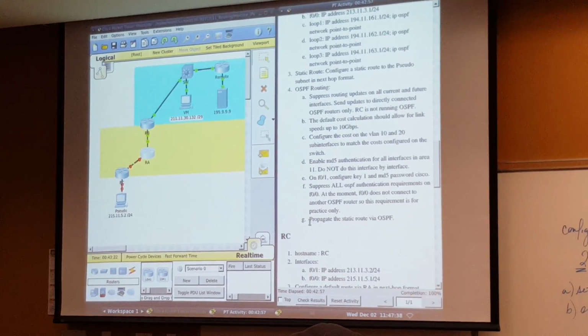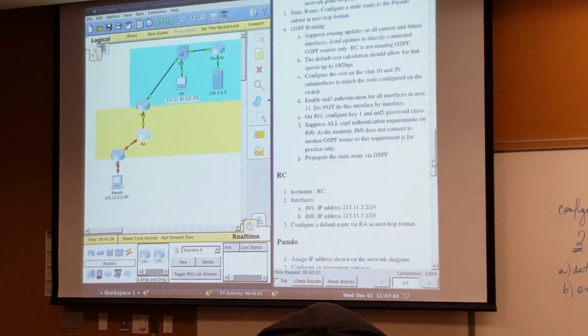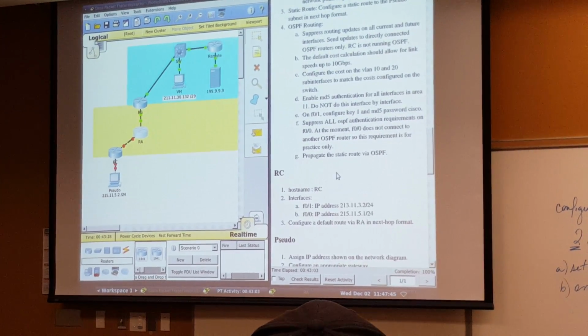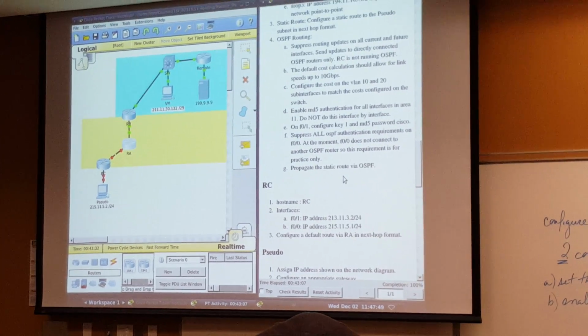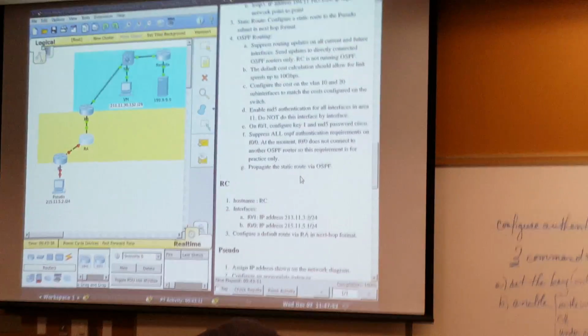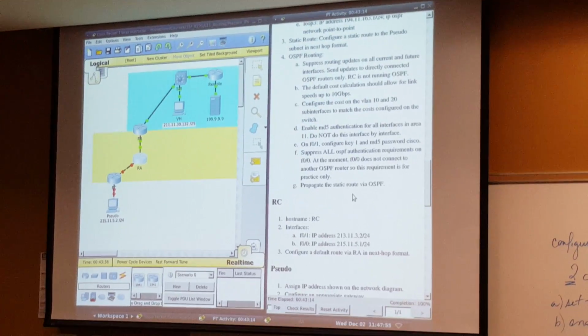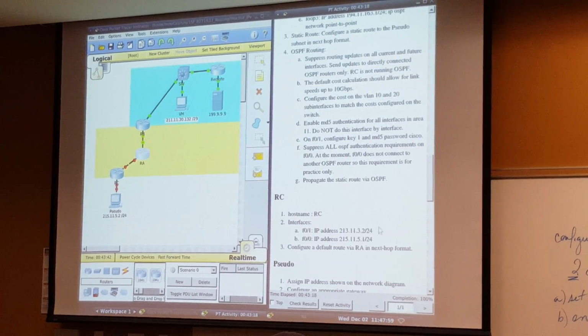And remember the subnets option. Well, default information originate does not redistribute a static route, it only redistributes a default route. So it has to be specifically a static route. Router C is pretty trivial.